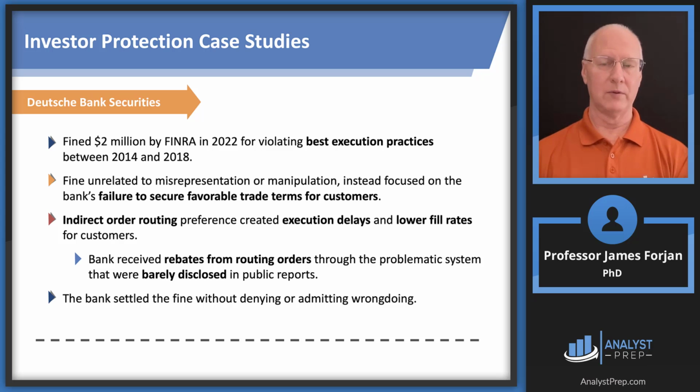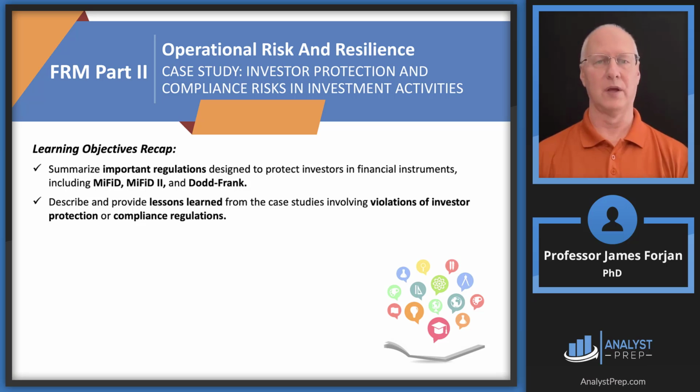And then remember what I was telling you earlier about trade execution. So Deutsche Bank, relatively recently, avoided finding the best price for all of their clients, a failure to secure favorable trade terms for customers. So there were execution delays and lower fill rates, and rebates from routing orders, and these were barely disclosed. So this is a violation of all the kinds of stuff that we've talked about throughout this very short reading.